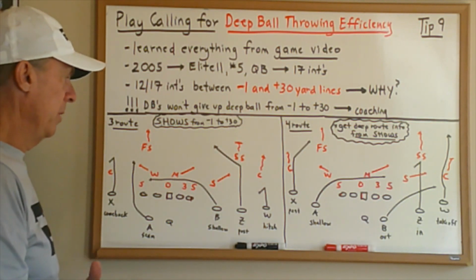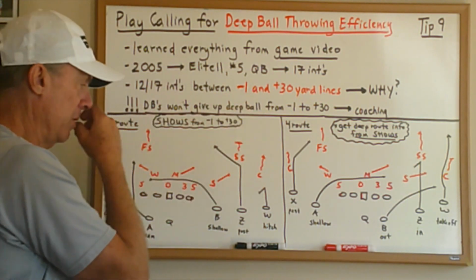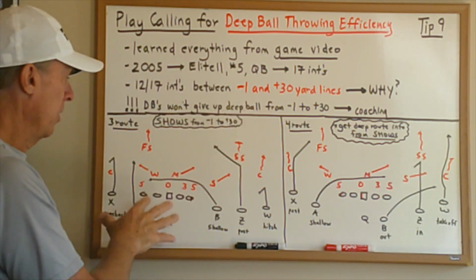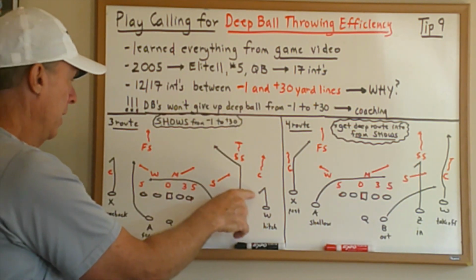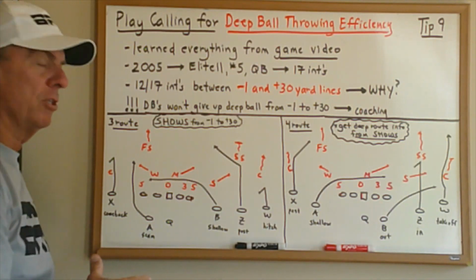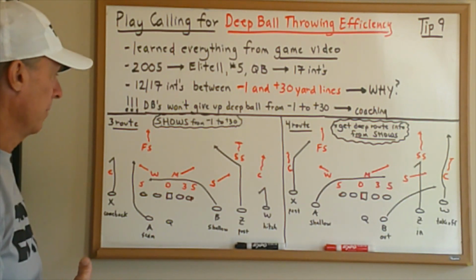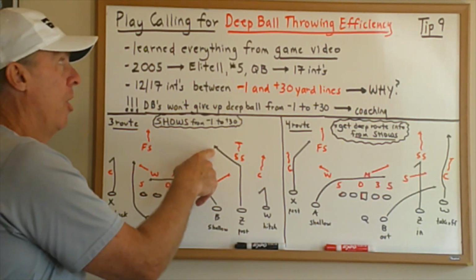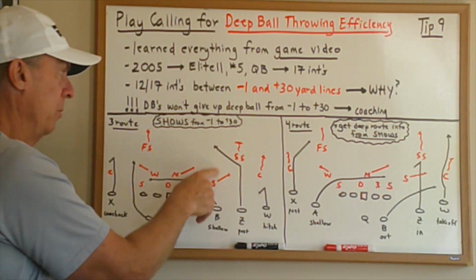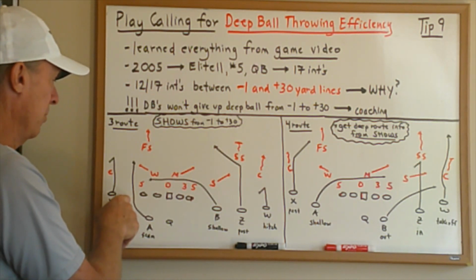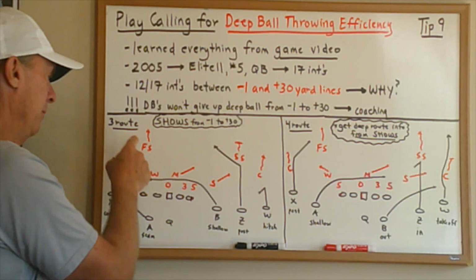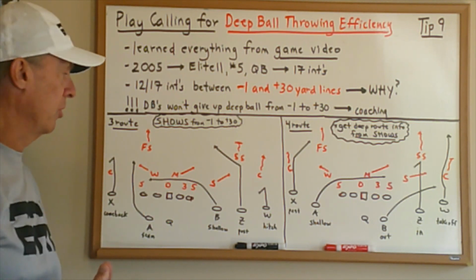So what we would do is, when we're in this -30 to -1 to +30, we're going to throw these short routes or the intermediate route as much as we can on the way down the field. But we still have a home run throw or a deep ball throw with this post, and if A was up in the slot, he would be running basically a fade route or a go route.